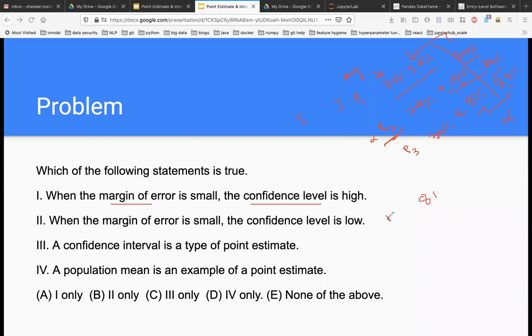So let's say political analyst 4 comes, who is arrogant and very confident. He'll say that the political party will get exactly 35% of the votes. Now this is a point estimate.